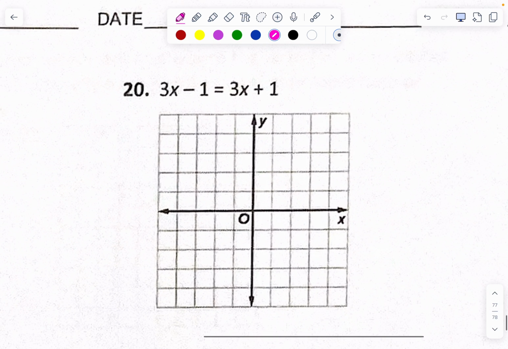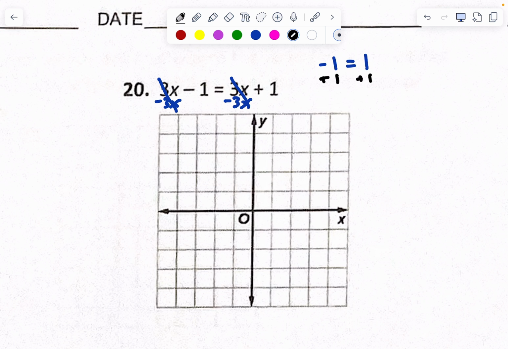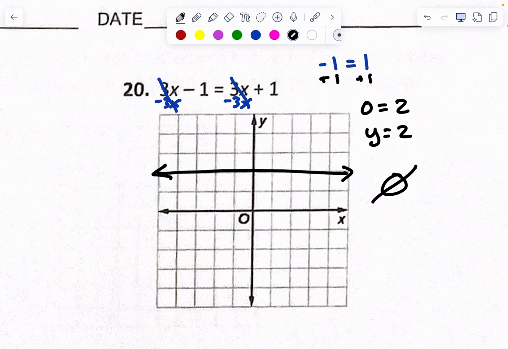Number 20, let's see what we do here. So I'm going to try to move all this stuff over to this side. I'm going to subtract the 3x, and if I do that, this is gone, and I have negative 1 equals 1. Okay, let me keep going. If I add 1 to the other side, this is 0 equals 2, or y equals 2, right? Y equals 2 is this line right here. Where will it touch the x-axis? Never. Y equals 2 will never touch.